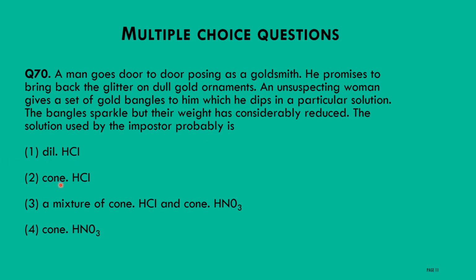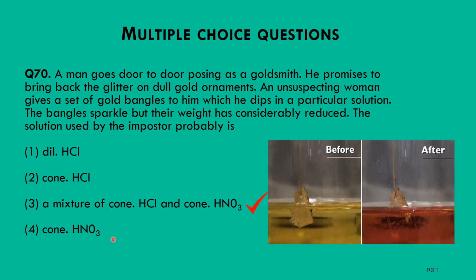Second option, concentrated hydrochloric acid. Third option, a mixture of concentrated hydrochloric acid and concentrated nitric acid. Fourth option is concentrated nitric acid. The correct option is a mixture of concentrated hydrochloric acid and concentrated nitric acid. This we call aqua regia. How do you prepare aqua regia? 3 parts of hydrochloric acid, then 1 part of nitric acid.